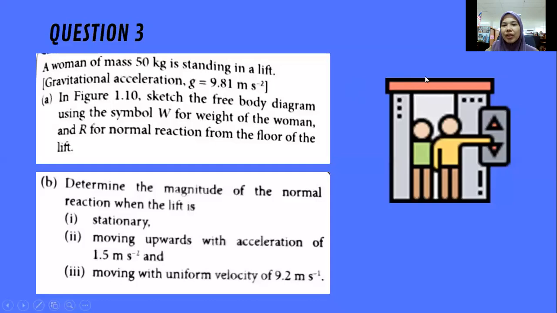Okay, question number 3. A woman of mass 50 kg is standing in a lift. Gravitational acceleration g is 9.81 meters per second squared. Figure 1.10. Sketch the free body diagram using symbol W for the weight of the woman and R for the normal reaction from the floor to the lift. Determine the magnitude of the normal reaction when the lift is stationary, moving upward with an acceleration of 1.5 meters per second squared, and moving with a uniform velocity of 9.2 meters per second.